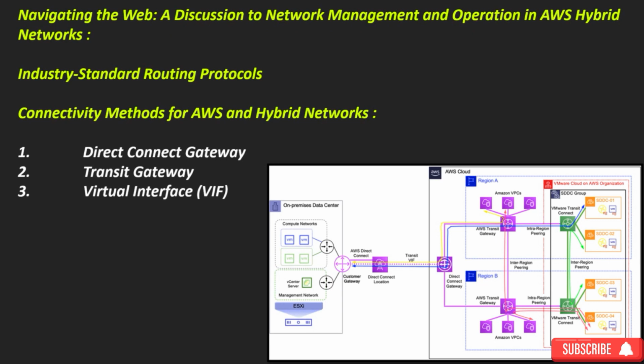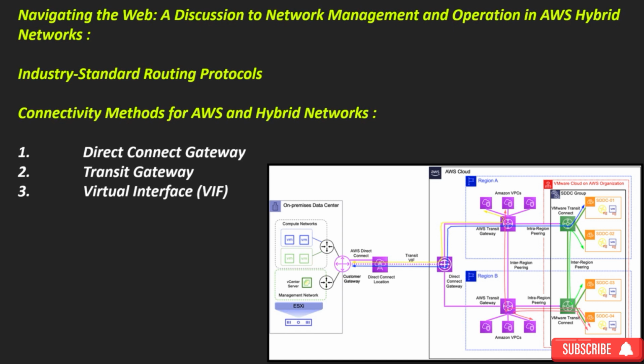Navigating the web: a discussion of network management and operations in AWS hybrid networks. In the ever-evolving landscape of cloud computing, effective network management and operation play a pivotal role in ensuring seamless connectivity and routing. In this part of the lecture we will discuss some of the task statements, focusing on the maintenance of routing and connectivity in AWS and hybrid networks.